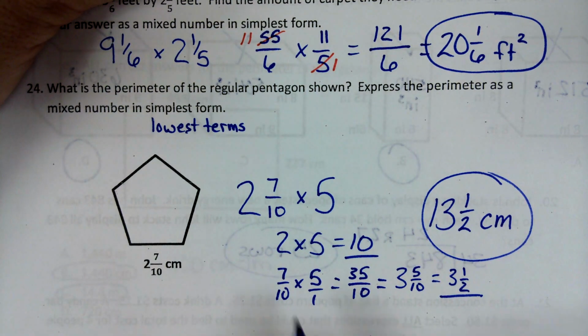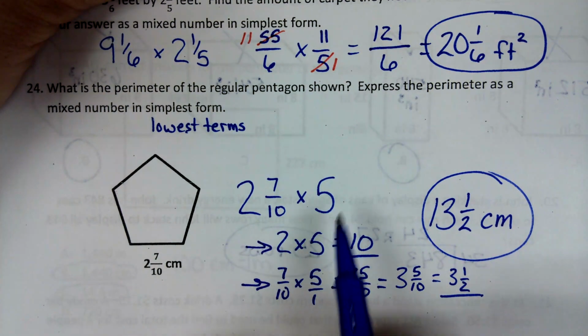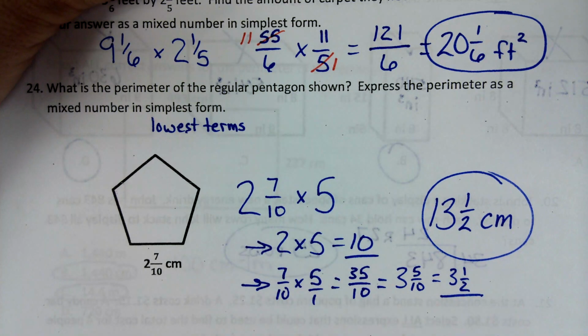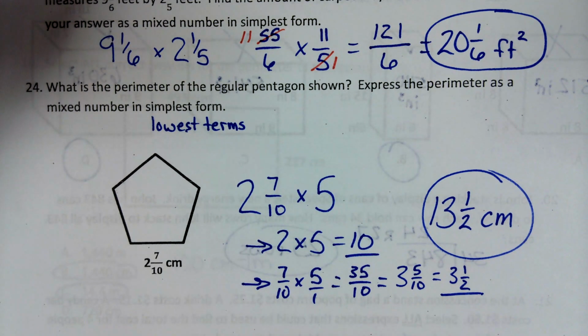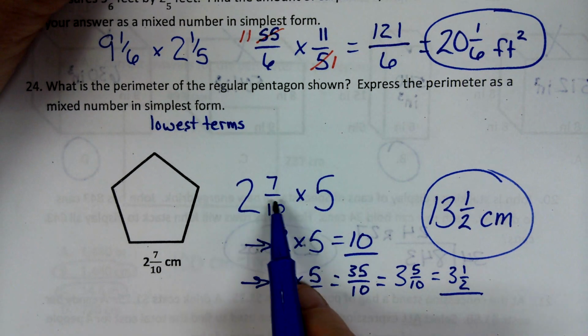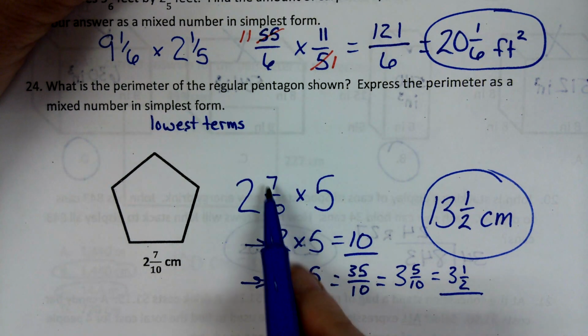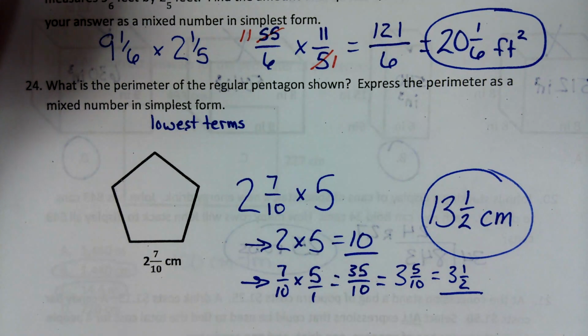So I like breaking down my mixed number by a whole number multiplication into 2 slightly smaller problems. That works better for me. If turning this into an improper fraction of 27/10 times 5 over 1 makes more sense to you, it will absolutely still work out.